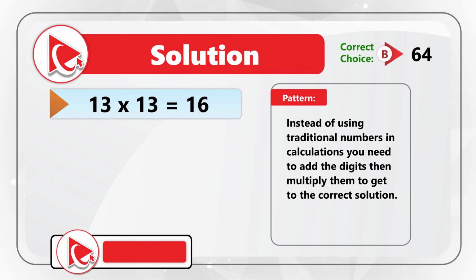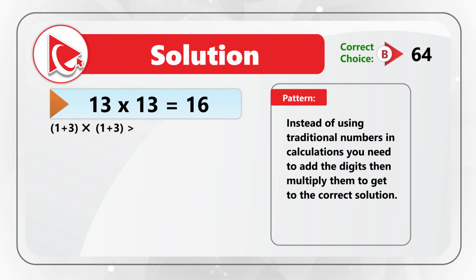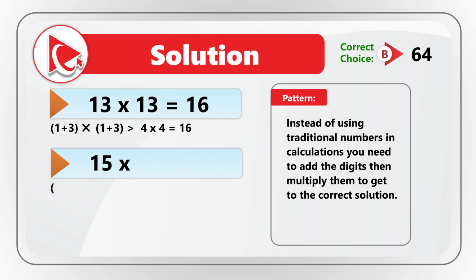In reality, you need to sum up 1 plus 3, then multiply it by another expression 1 plus 3, which would be 4 multiplied by 4, which would equal 16. For the second expression, you need to add in parentheses 1 plus 5, multiplied by another expression in parentheses 1 plus 5, which would be equal to 6 multiplied by 6, which equals 36.